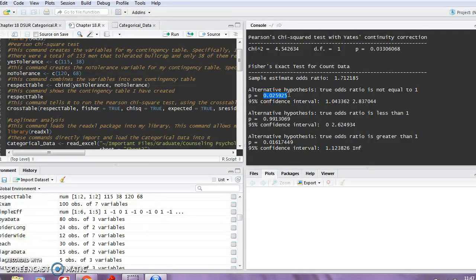Okay, so in essence, what the Fisher's exact test tells us, and just a refresher, Fisher's exact test actually uses exact probability. So yeah. Anyways, we actually have a significant finding here. 0.025 is less than 0.05. Sweet!